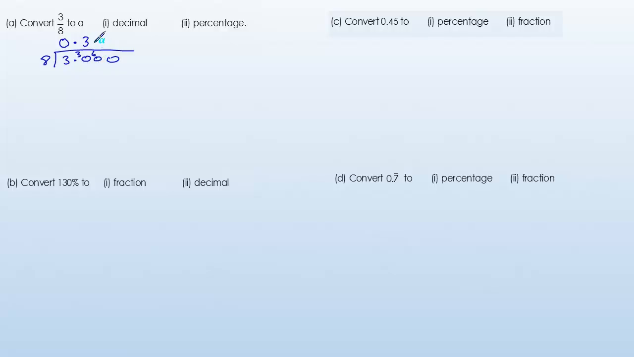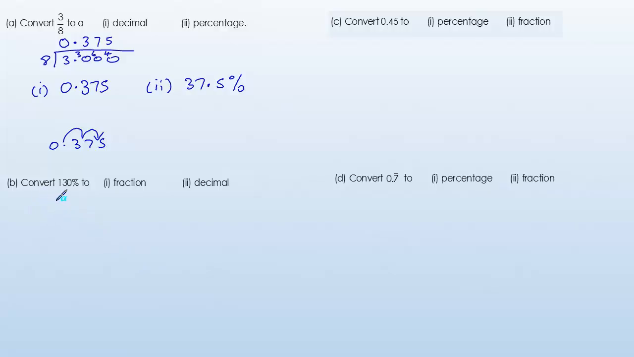8 goes into 60 7 times, and 7 eights are 56, so that gives us a remainder of 4, and then 8 times 5 is 40, so that goes in exactly. So we have 0.375 as a decimal. Now to convert decimal to percentage, we just multiply by 100. So 0.375 multiplied by 100 is going to be 37.5%.